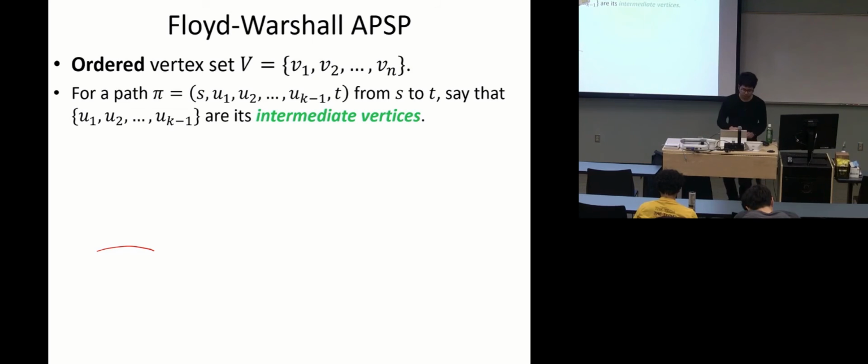To talk about this algorithm, I need one notation. Suppose that I order vertices into v1 up to vn, just some arbitrary order. It doesn't matter what the order is. Now I say that if the path pi starts from S and ends at T and has these vertices in the middle, I call them intermediate vertices or inner vertices of this path.